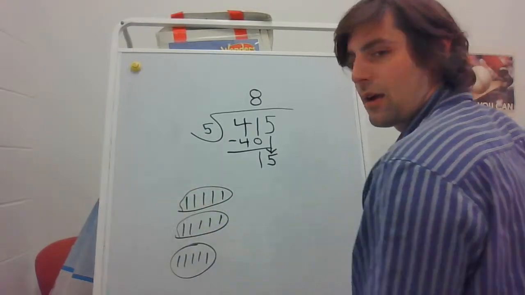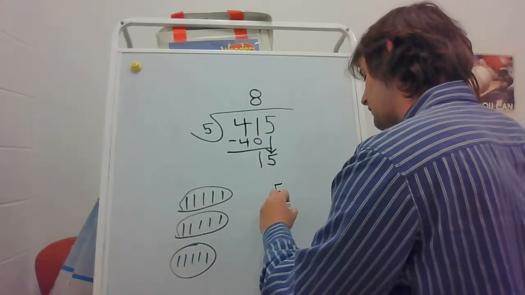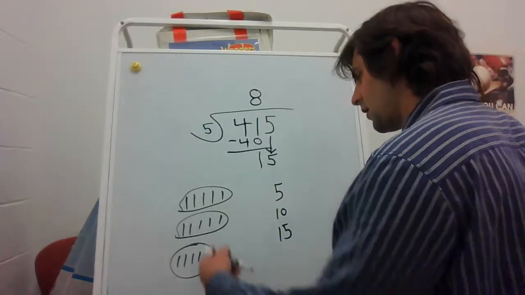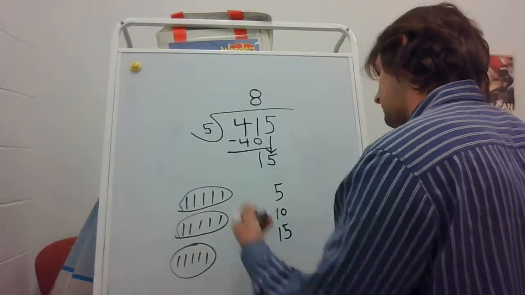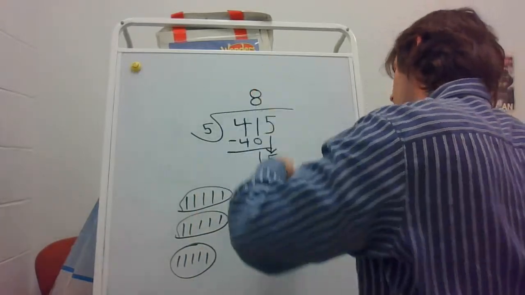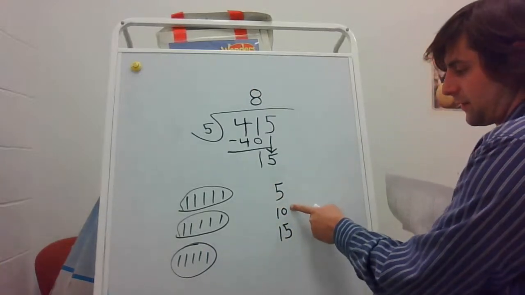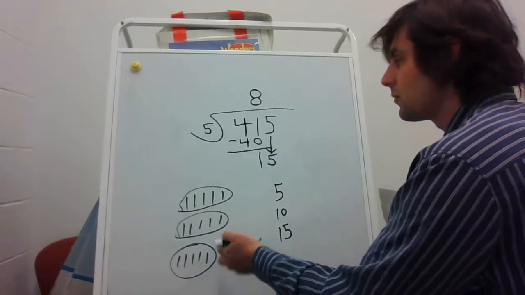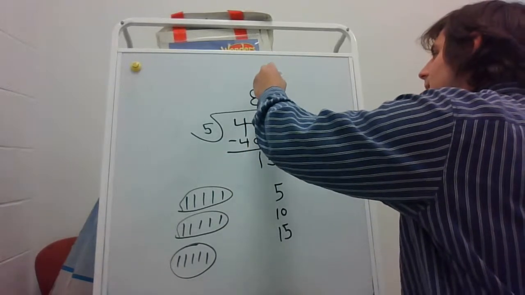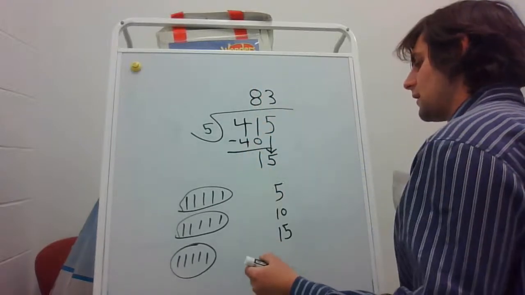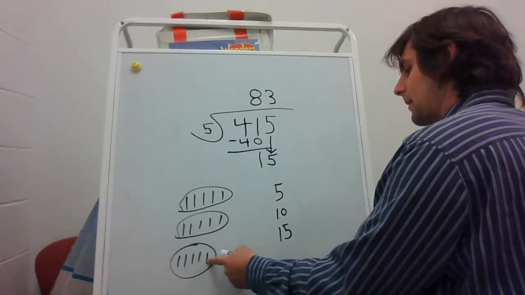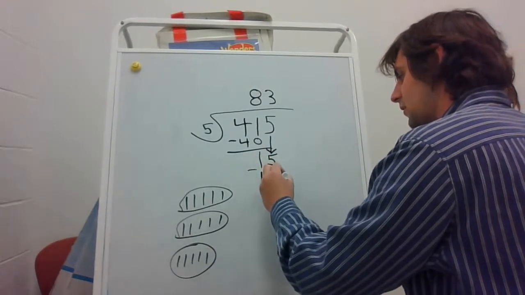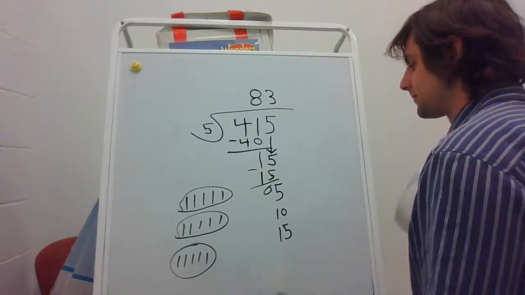So I could do it that way, or if I want to do it fast, I'll just count by 5s. 5, 10, 15. I counted by 5 three times to get to 15. So either way you go about it, whether you count by 5s or make the tallies with the groups, you get the same answer. 15 divided by 5 equals 3. 15 minus 15 is 0. There is no remainder.